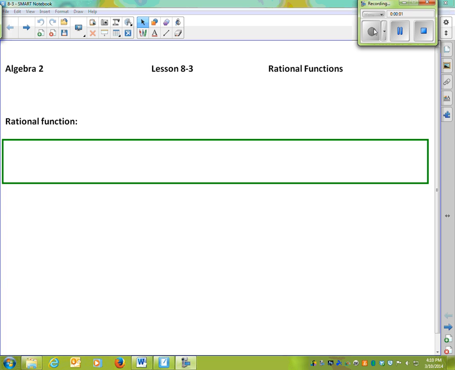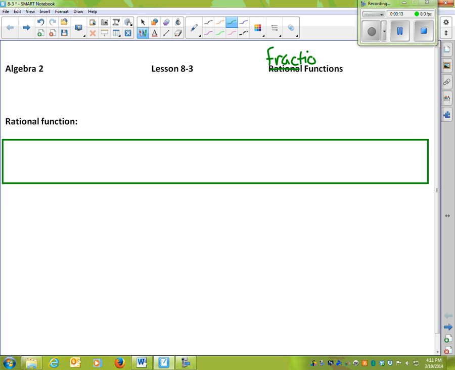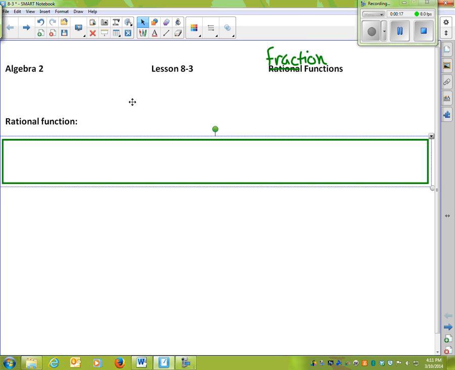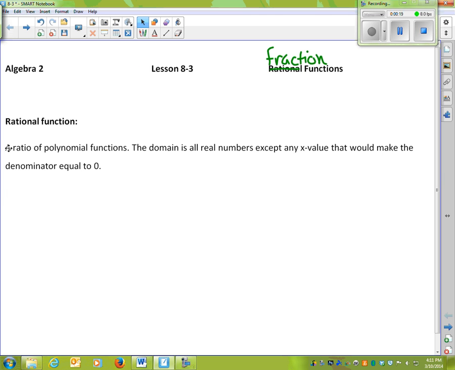For lesson 8.3, we're going to work with rational functions, which is very exciting. Rational, if you remember, means fractions. We get to work with fractional functions. The actual definition: a rational function is a ratio, which is another word for fraction, of polynomial functions.